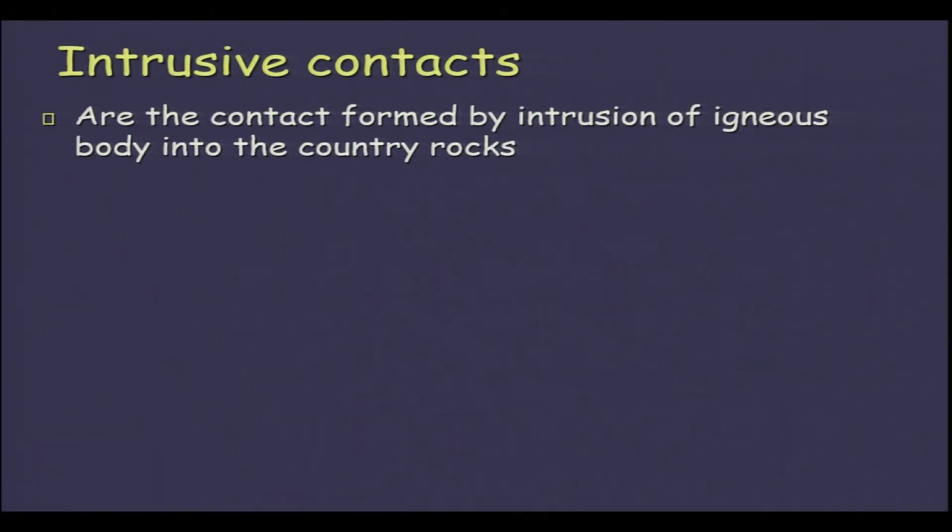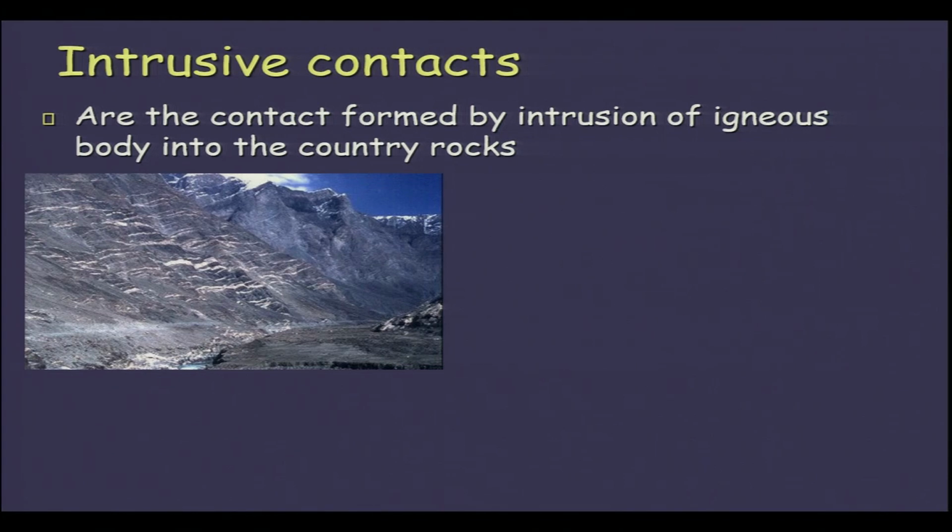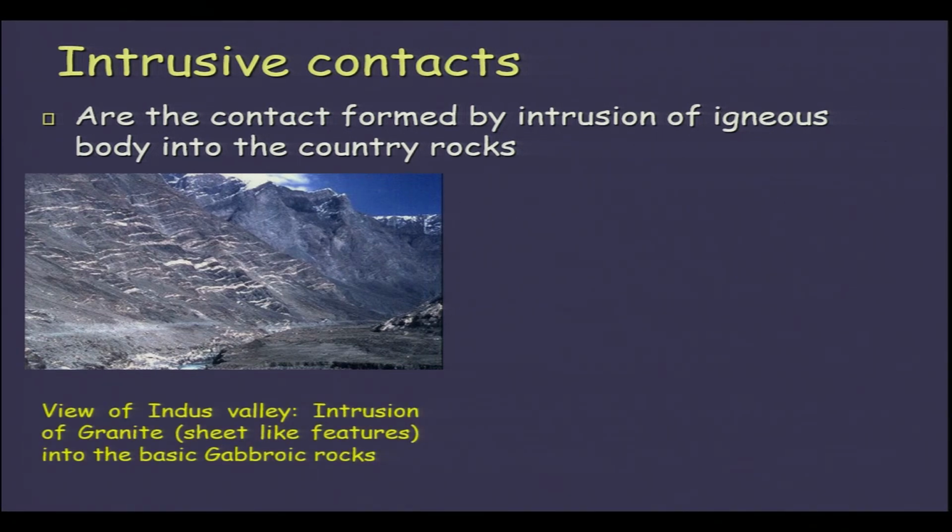Intrusive contacts are the contacts formed by intrusion of igneous bodies into the country rock. Okay. So, huge intrusions which may go for hundreds of meters or kilometers. There is a view of Indus Valley, the intrusion of granite, sheet-like features into the basic gabbroic rocks, okay, and the contact you can see over here.